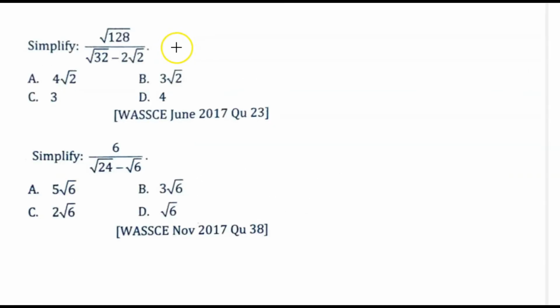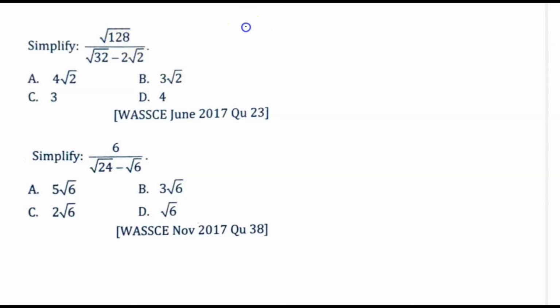Now, going further, another example is what we have here, which is: simplify root of 128 all divided by root of 32 minus 2 root of 2. Now, if you consider this question carefully, you realize that the radicands under the radical sign are very huge. Some of them are huge. So there is a need for us to simplify them before we can go ahead and rationalize where necessary.